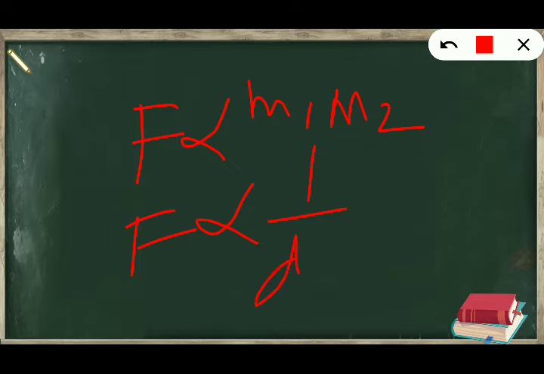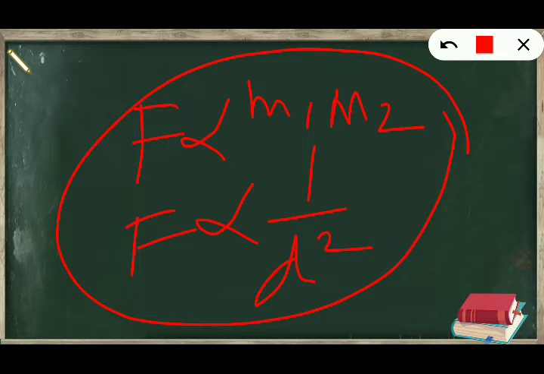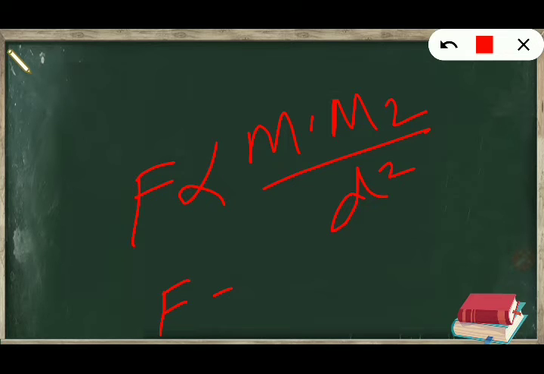See here, F is directly proportional to m1 and m2. It is inversely proportional to 1 upon D square, where D is the distance between the two objects. If you merge the two, you get F is directly proportional to m1 m2 divided by D square. After removing this sign, we have to take some constant, capital G: F equals G m1 m2 divided by D square.